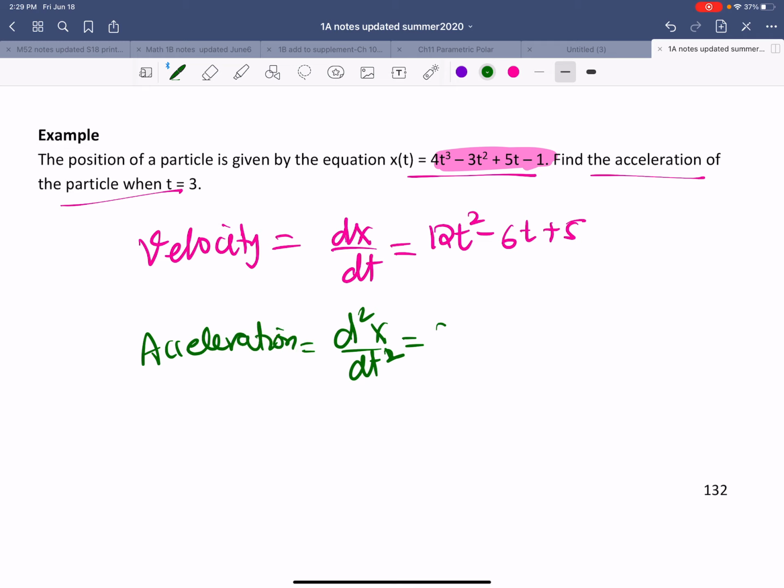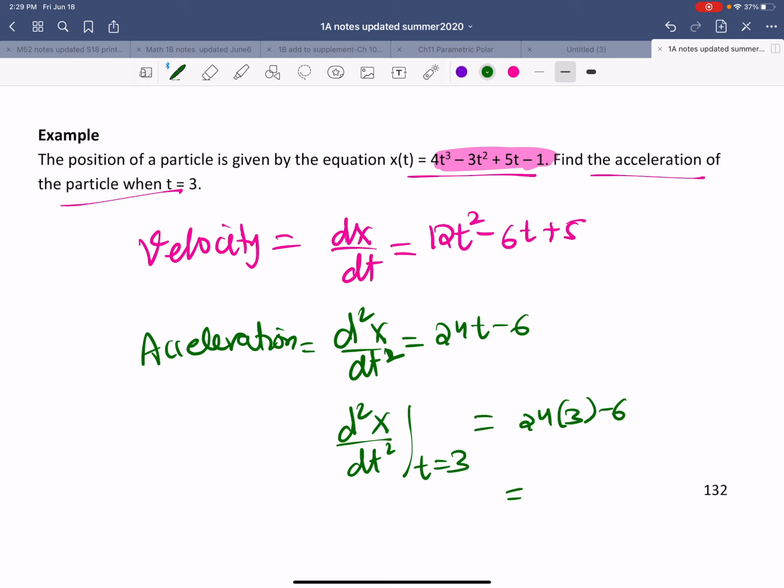Acceleration is going to be 24t minus 6. Now we wanted to evaluate the acceleration at a special point when t is equal to 3. So that's going to be 24 times 3 minus 6, which would be 72 minus 6, which is 66. And there's no unit, so I'm just going to leave it as 66 units.